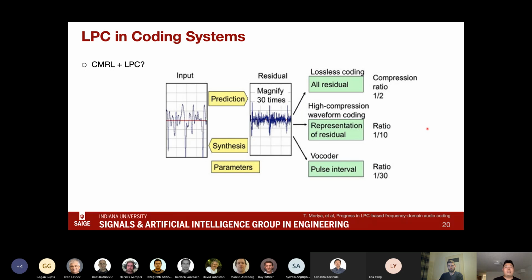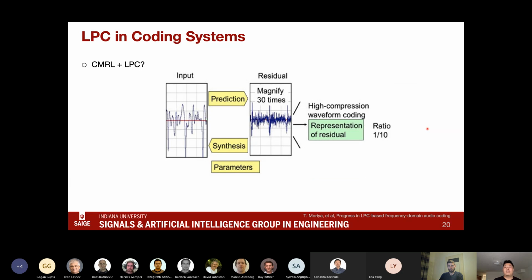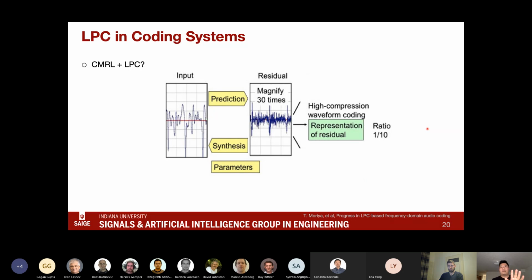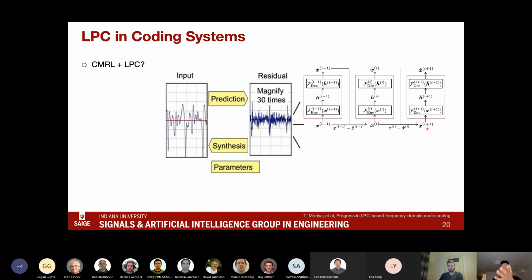This is not new again, because usually a codec uses LPC as a preprocessor, and for the residual part, depending on the scenario, it could be a vocoder, it could be a lossless coding algorithm. Of course, here we're focusing on waveform coding. So we argue we could just place our CMRL model here to estimate the residual. And the estimated residual will be used along with the LPC coefficients to synthesize the speech.